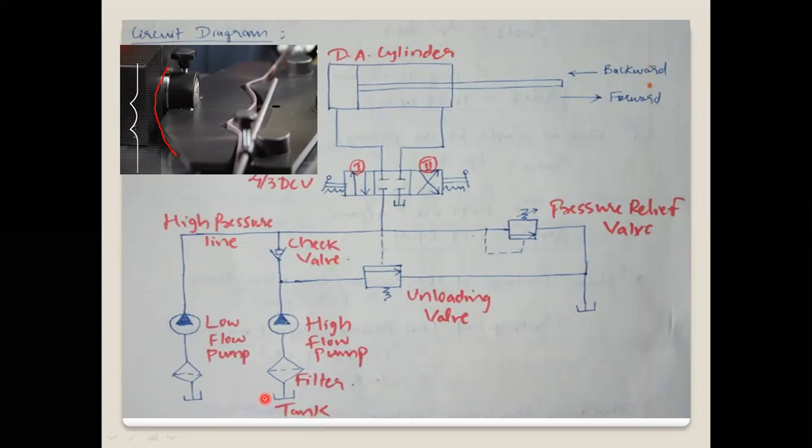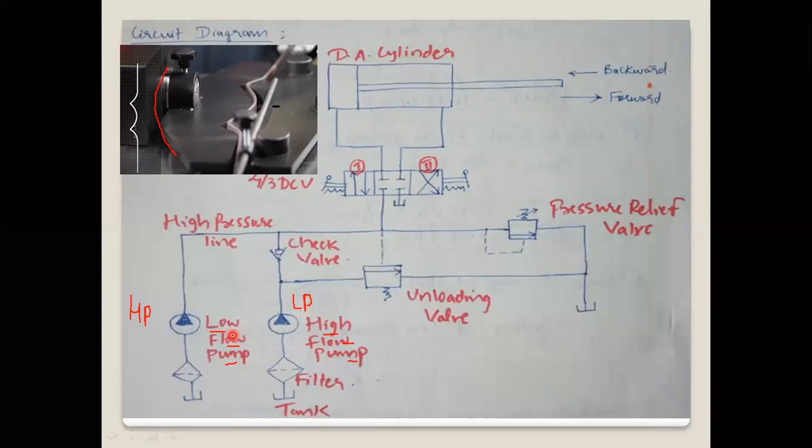So for the circuit diagram, I have to consider two pumps from the statement. One is the low flow pump, and the second one is the high flow pump. Since the low flow pump is there, here we will have the higher pressure, HP. Since the high flow pump is there, the pressure will be low, that is the LP pump.